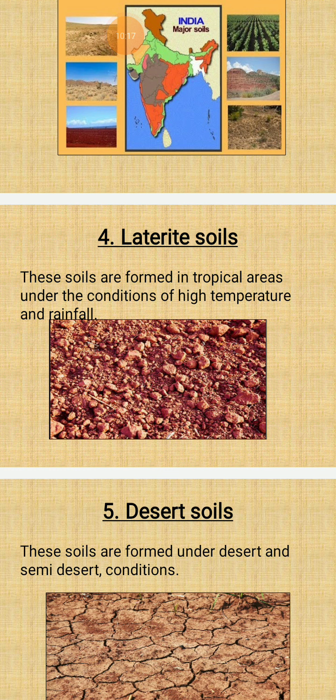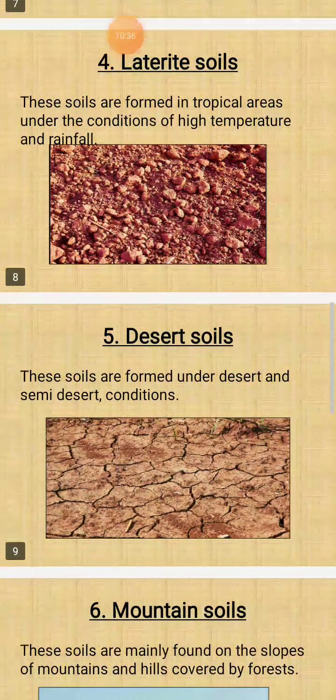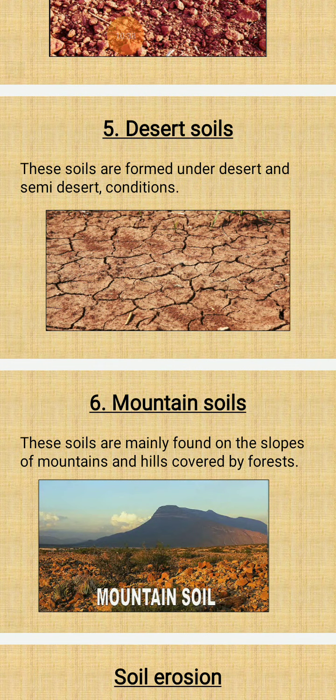They are leached soils, not fertile, and are of limited use for agriculture. Even here we can grow crops like cashew, rubber, tea, coffee, and paddy can also be grown in this soil. Next, I'll proceed to the desert soil.